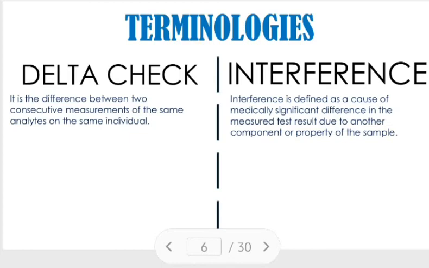Next, we have interference. Interference is defined as a cause of medically significant difference in the measured test result due to another component or property of the sample. So for example, compounds introduced during patient treatment like drugs, plasma expanders, and anticoagulants can affect the individual's laboratory results.